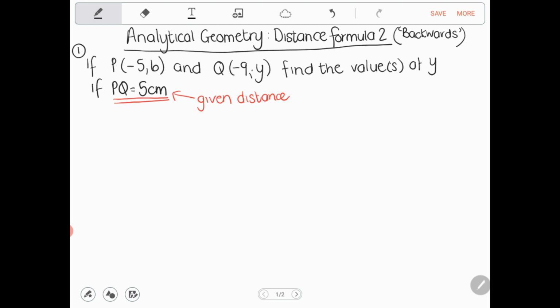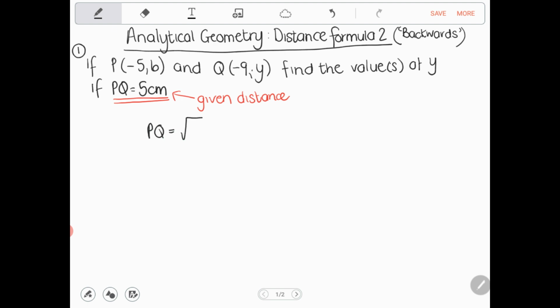So this question number 1, you're given 2 points, P and Q. P is negative 5, 6, Q negative 9, Y. We're looking for the value of Y if PQ is equal to 5 centimeters. So here we've been given the distance, PQ. All right, so because we've been given a distance, we're going to start with the distance formula.